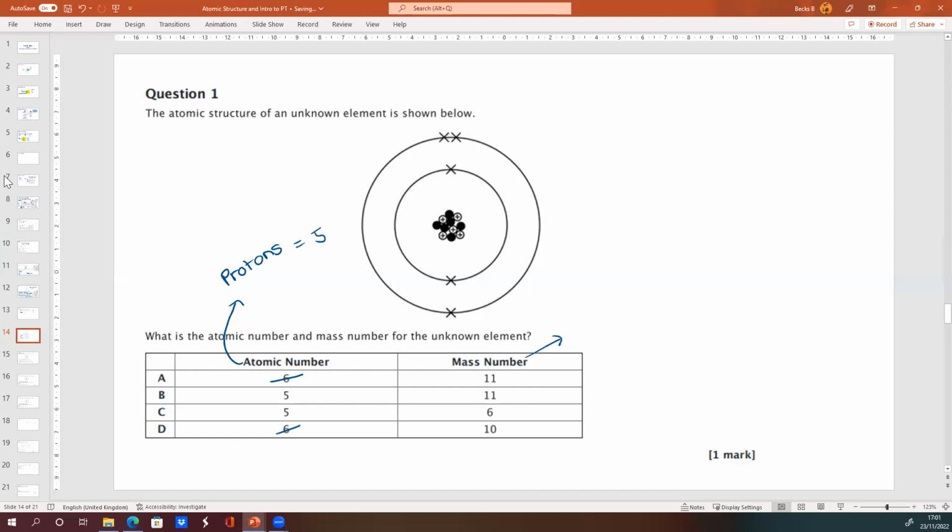And the mass number is the number of protons plus the neutrons. So that's everything inside the nucleus. So we've got 5 protons if we count the black circles as well. 1, 2, 3, 4, 5, and 6. So it will be the 5 plus the 6. Okay, so 5 plus the 6 gives us 11, which means it would be row B.